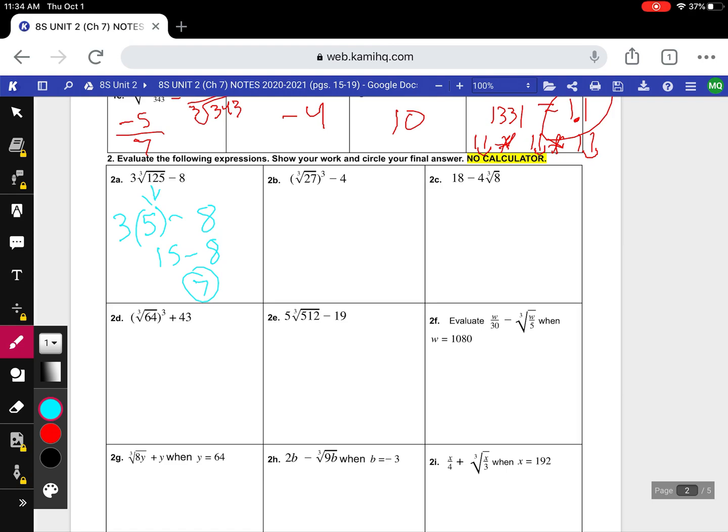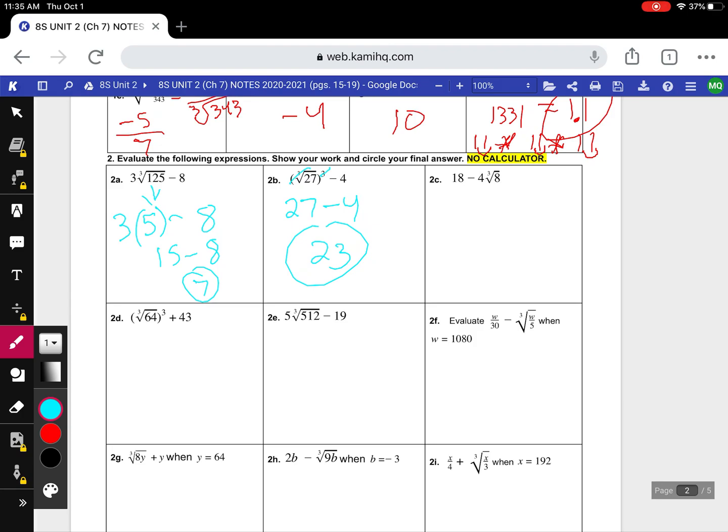The cube root of 27. Now remember what I talked about when we talked about square roots. When you square a square root, they cancel each other out. When you cube a cube root, they cancel each other out, and you're left with 27. Okay, 27 minus 4, 23.